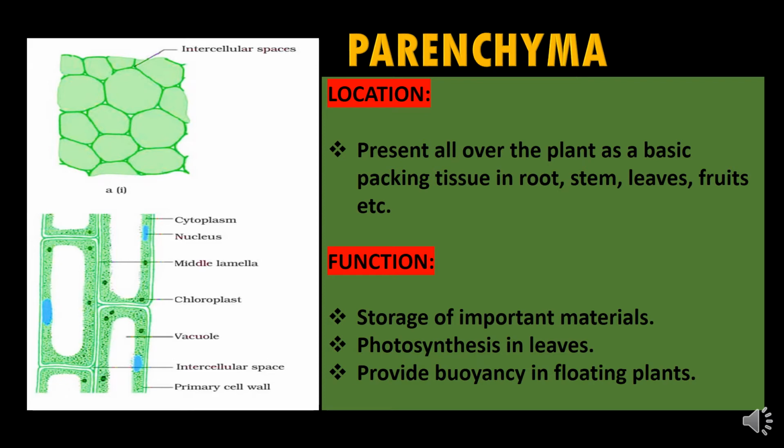Now next we'll discuss the location of parenchyma cells. Parenchymatous cells are present all over the plant as a basic packing tissue in roots, stems, leaves, fruits, etc. Its basic function is to store various important materials like nutrients, and in desert plants it also stores water. Where it is present in the form of chlorenchyma, it performs photosynthesis, and in aquatic plants it provides buoyancy.